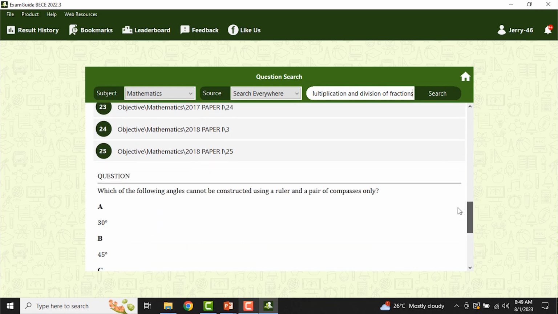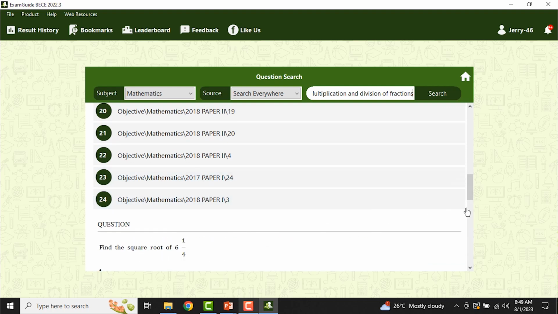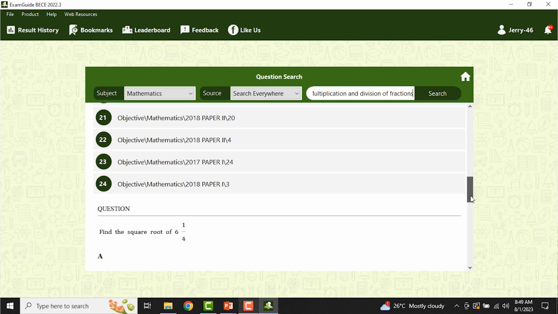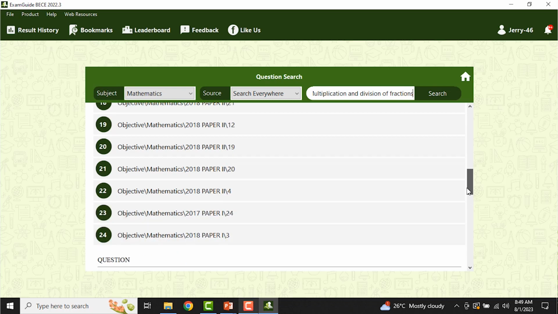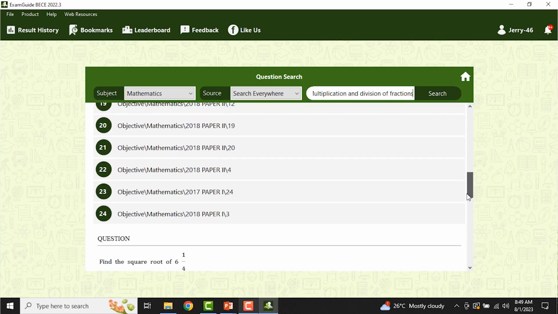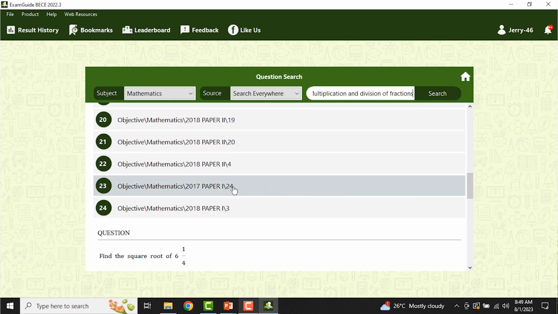So you can go ahead and pick questions, look for questions from your exam guide. Like this one is an assignment for you now. Find the square root of 6 whole number 1 over 4. You do that as an assignment. Please post the answer in the comment section. That is how I will know that you've been following what we have been doing. The question again is, find the square root of 6 whole number 1 over 4.